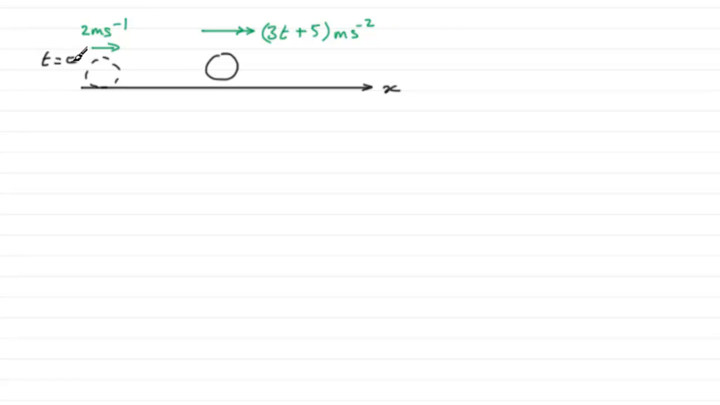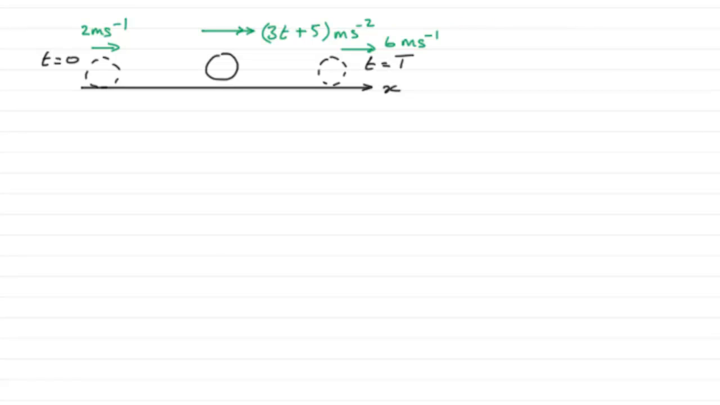We're also told that when t equals big T, it's at another particular point, we don't know where it is, say here, and it's moving with a velocity of 6 meters per second in the positive x direction. So at this point here, it's moving in this direction at 6 meters per second. And we've got to find this value of T, so how are we going to do this?